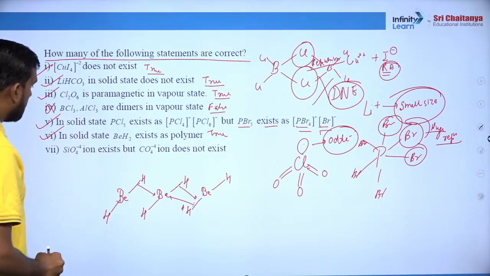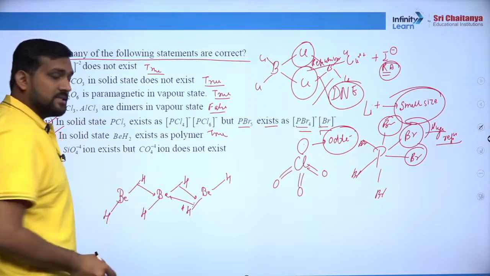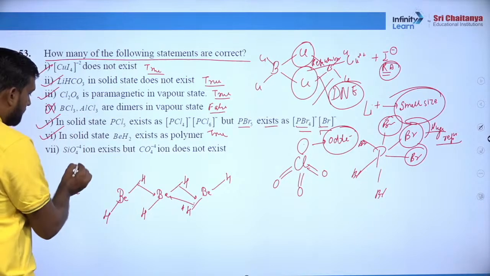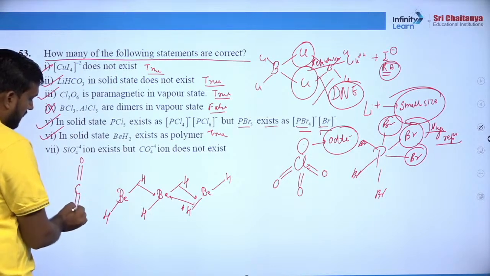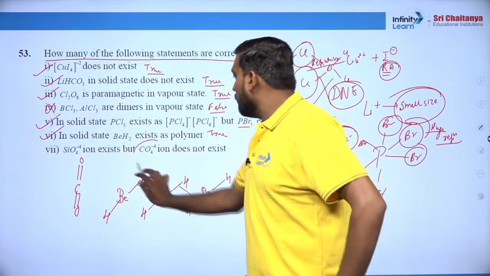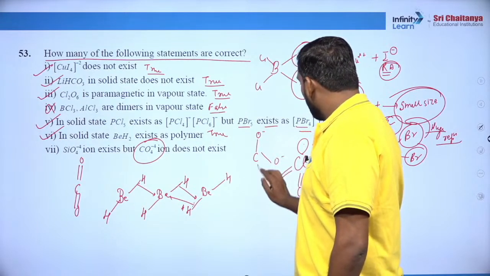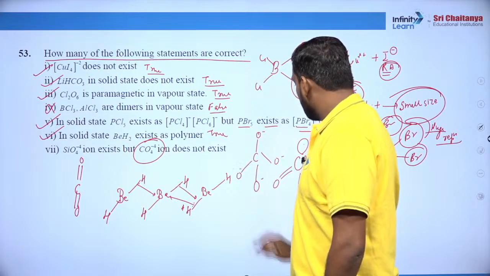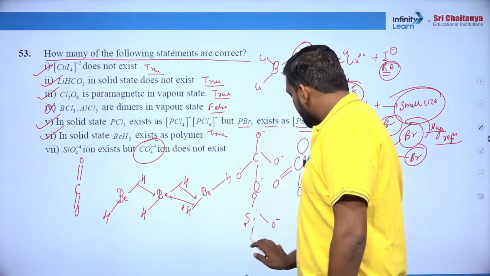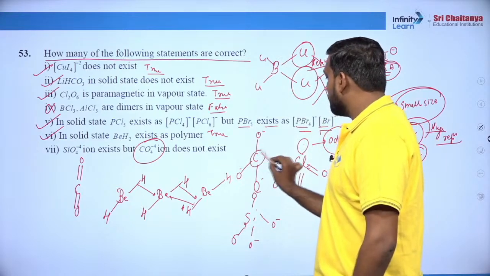Next is silicate ion SiO4 4 minus ion exists, but this ion does not exist. Yes, it's completely true. What happens is that carbon forms a double bond with the oxygen. So why does it not form CO4 4 minus? It will look something like this: O minus, O minus, O minus, O minus. In SiO4 it looks like this: O minus. Now what is the problem? The problem is the small size of carbon.